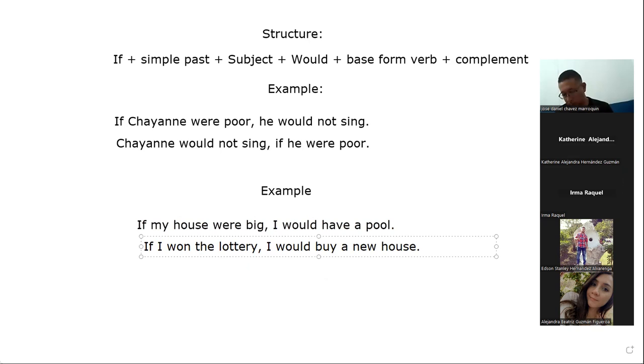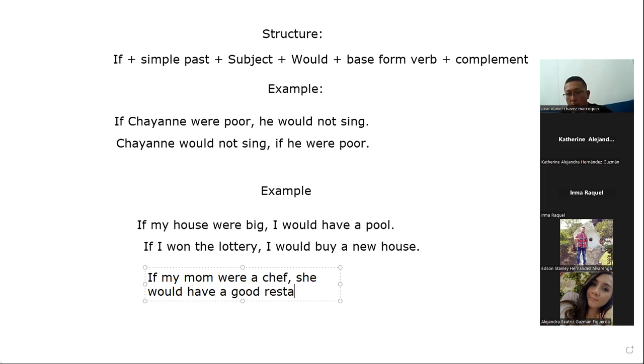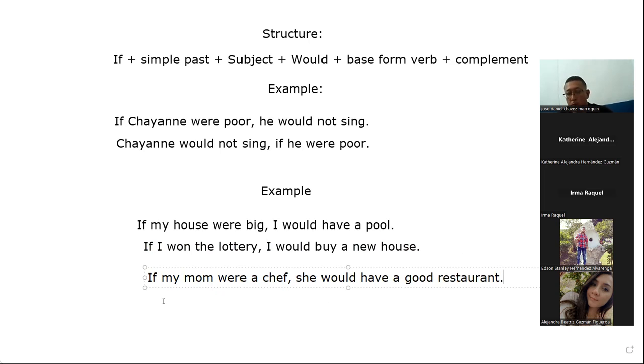All right. So we got Catherine or Irma? Go ahead. Irma first and then Catherine, I suppose. If my mom were here, she would have a good restaurant because she cooks very deliciously. Good job. If my mom were a chef, not chef. Remember that for countable nouns, we need to use an article, right? Very good. Catherine, go ahead.